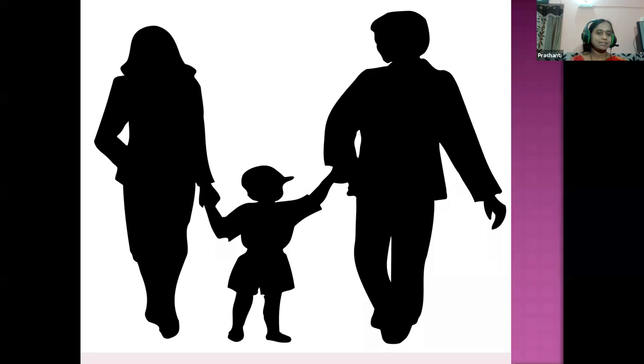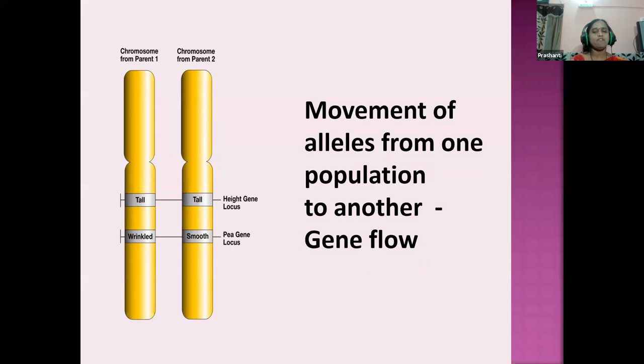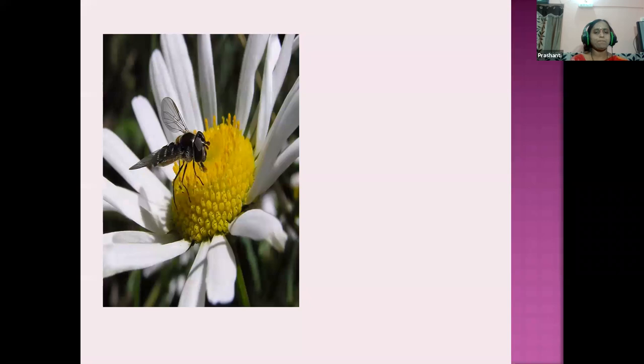And next, the movement of alleles from one population to another is called gene flow. The name itself says flow means movement. The movement of alleles from one population to another is called gene flow. So here, when you take the pollinators, might be insects or might be wind, dust, rain or any animals, they'll be carrying the pollen from one place to the other.